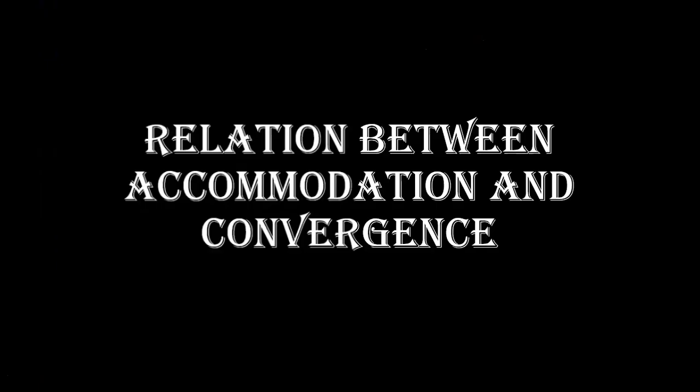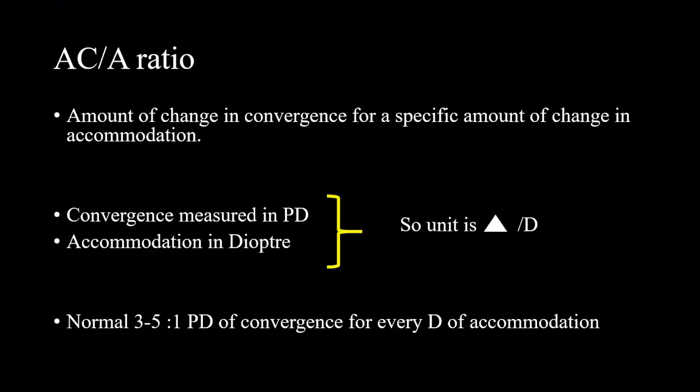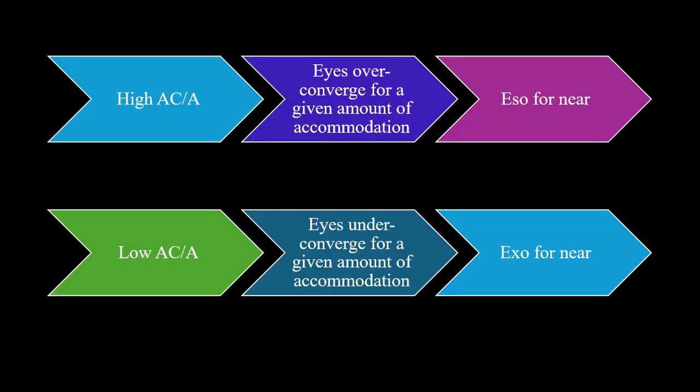Here also we have to note with which lens they are having difficulty, whether it's the plus lens or the minus lens. Last is the relation between accommodation and convergence. As you all know, it's the AC/A ratio, that is the amount of change in convergence for an amount of accommodation that occurs. Convergence is measured in prism diopters and accommodation in diopters, so the unit is prism diopters per diopter. The normal is 3 to 5 prism diopters of convergence for every 1 diopter of accommodation.